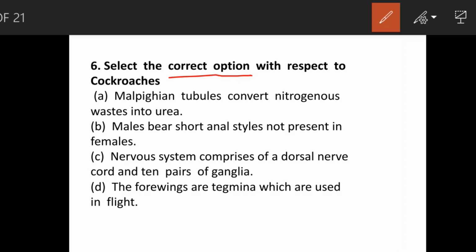So the right answer to this question is option B, males bear short anal styles which are not present in females. Now we look at option A. Option A is wrong because the nitrogenous waste in cockroach is uric acid. Option C is wrong because there is no dorsal nerve cord, a ventral nervous system is present in cockroach. And option D is wrong because the forewings are tegmina and they are not used in flight, they are mainly for the purpose of protection.